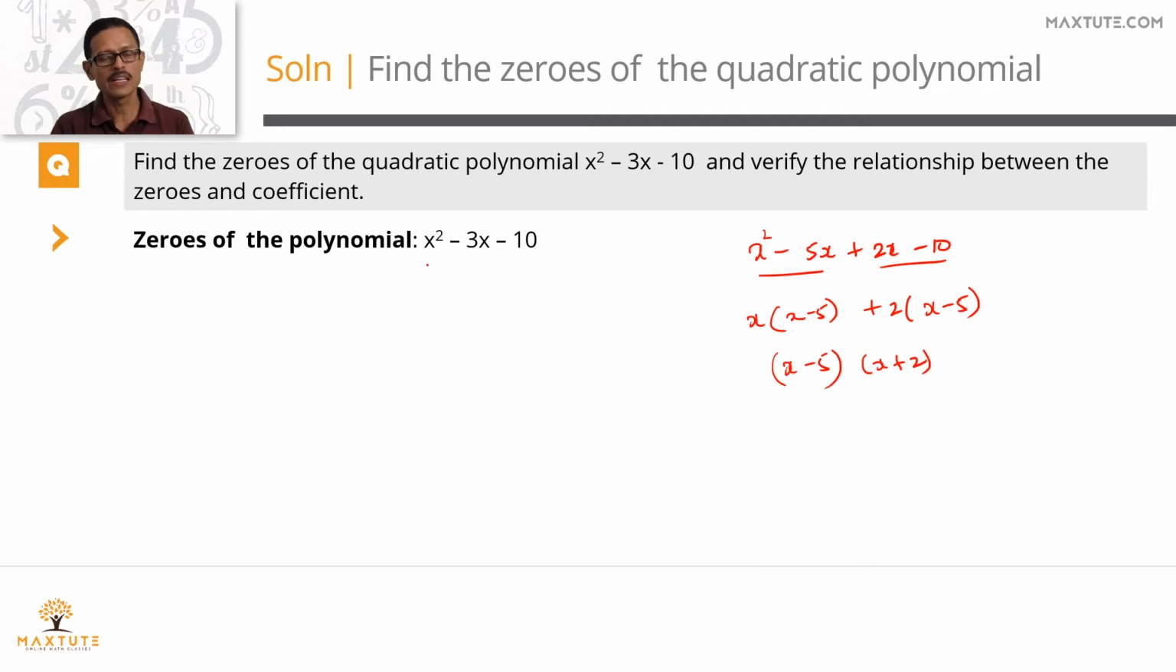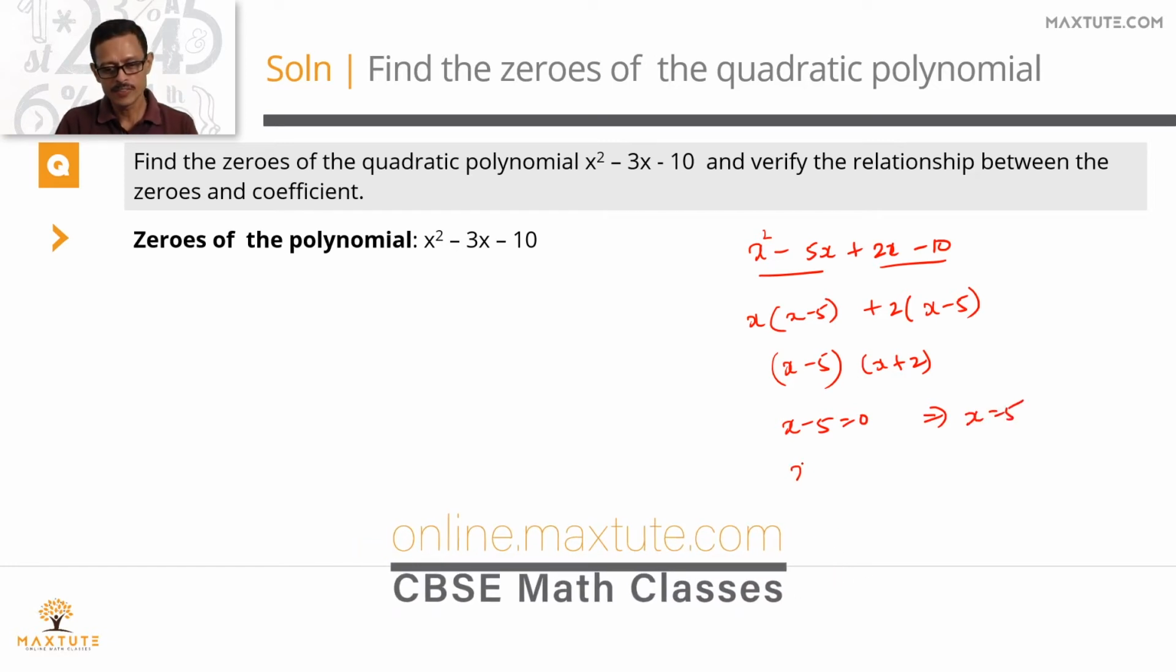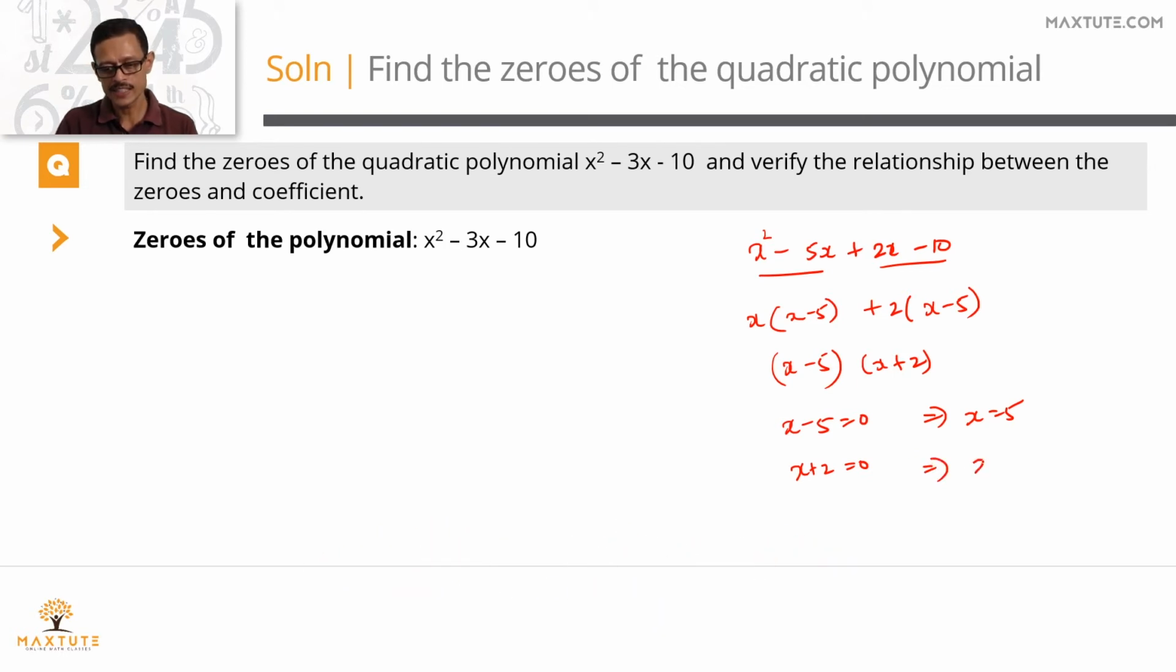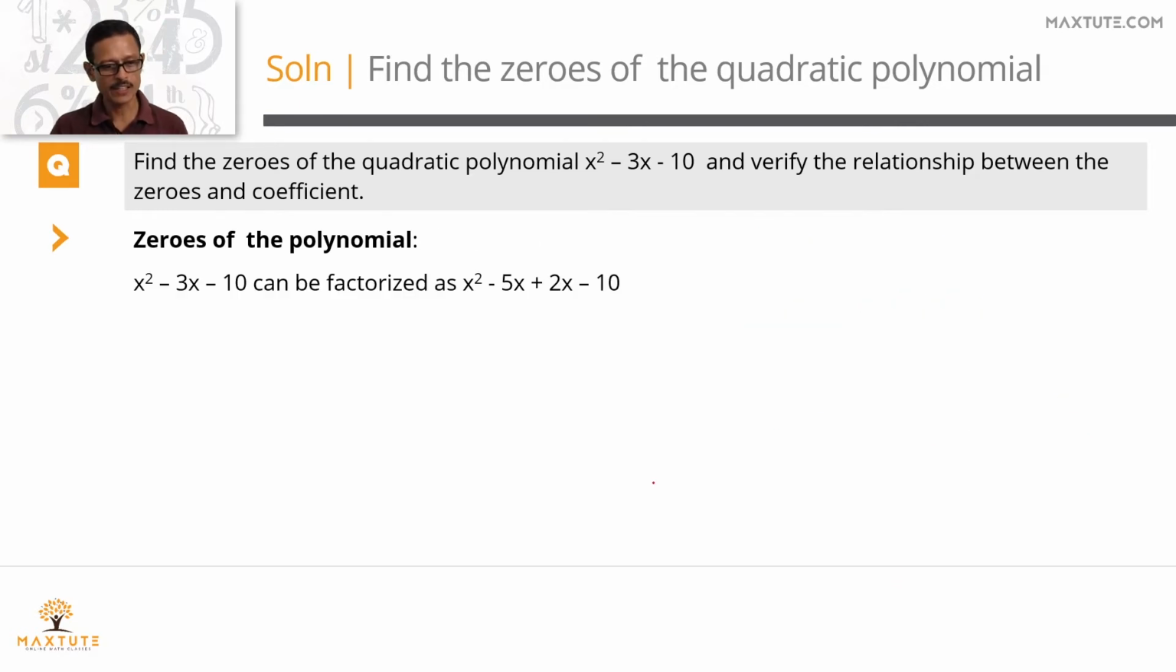So the given polynomial x square minus 3x minus 10 can be factorized and written as x minus 5 times x plus 2. If x minus 5 is a 0, this polynomial is going to become 0, which means when x is equal to 5, it will become 0. If x plus 2 is equal to 0, this polynomial is going to become 0, which means x is equal to minus 2. So what are the zeros of this polynomial? 5 and minus 2. Quickly summarize it in a printed form.